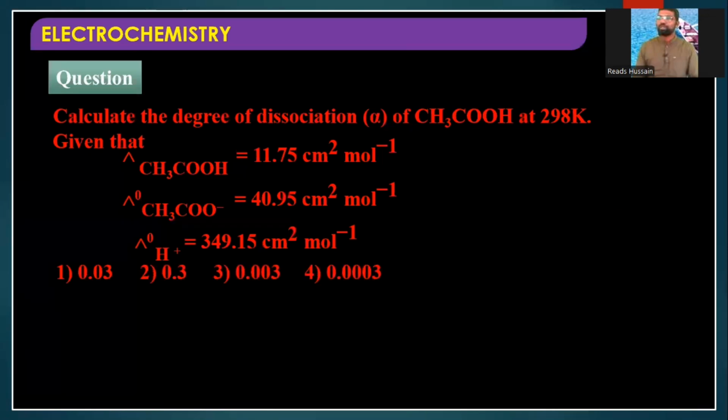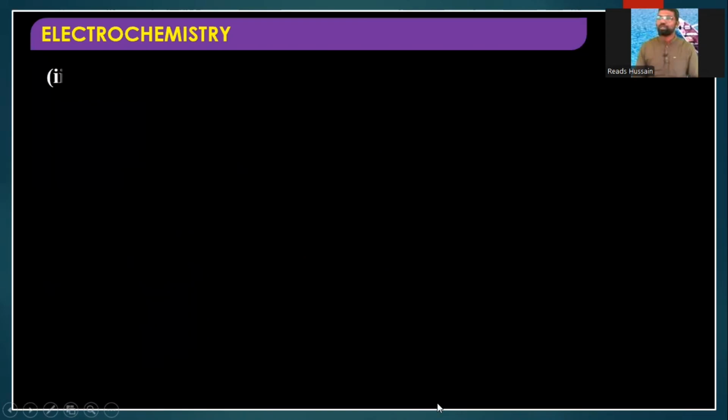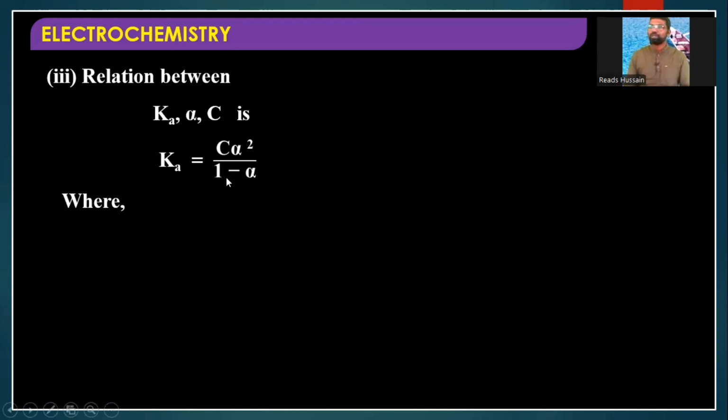So these are the options given. We'll see which option we get directly. Molar alpha is equal to molar conductance at the given concentration, 11.75, divided by the acetate ion concentration plus H plus ion molar conductance at infinite dilution of H plus ion. Then you will get 0.03. So that is the option. Next, here you see a relationship between Ka, alpha and C.